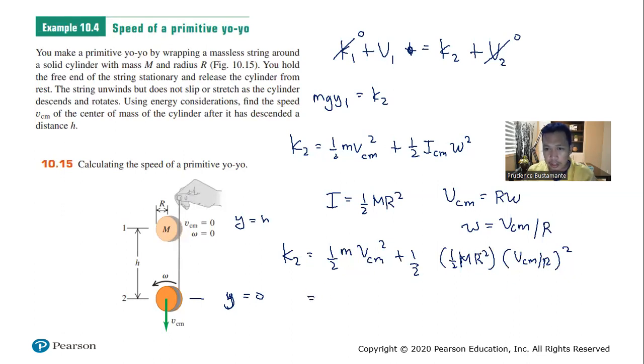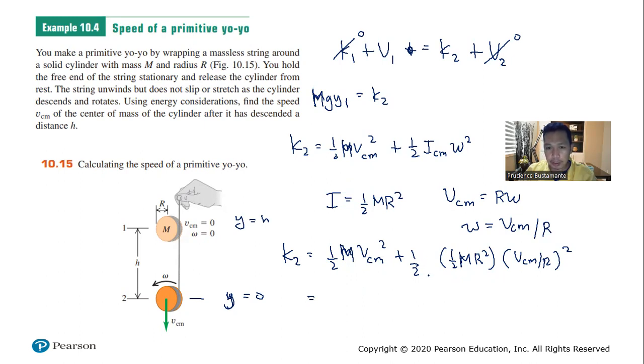So I think we can cancel. This is a big letter M. Also, this one is a big letter M. Actually, we can cancel this.